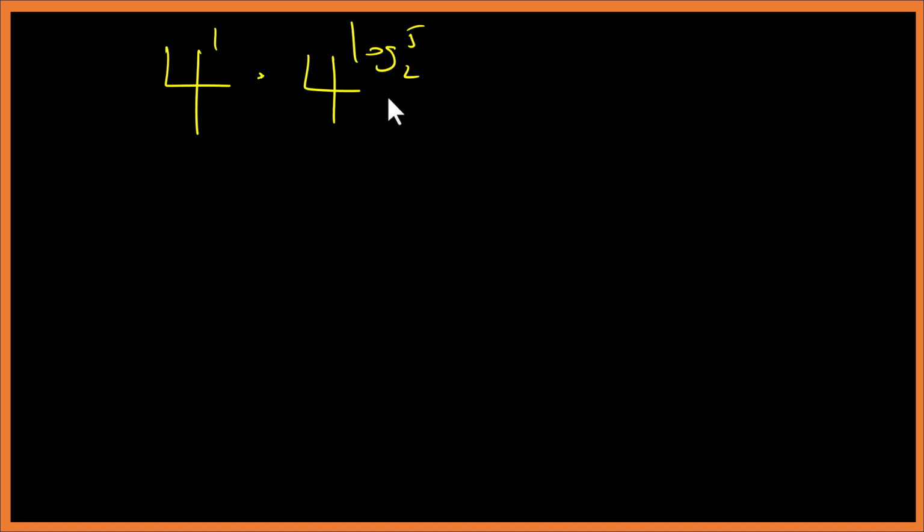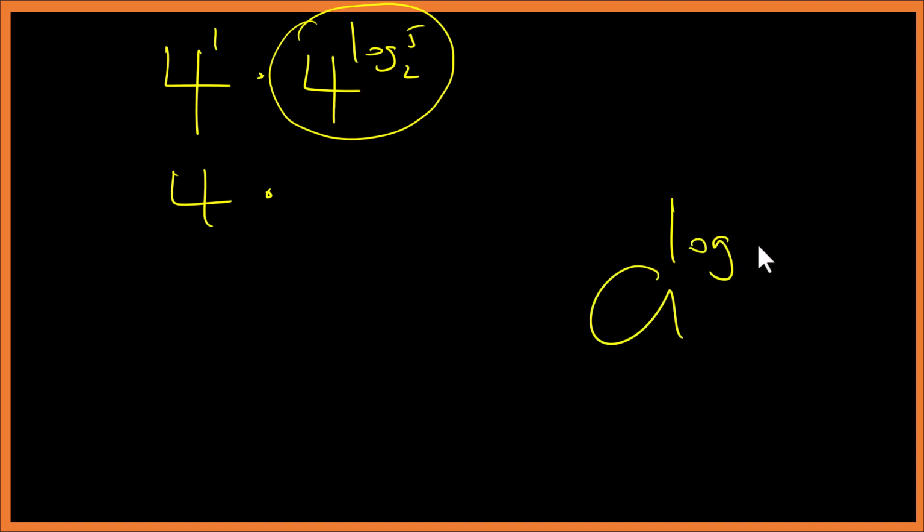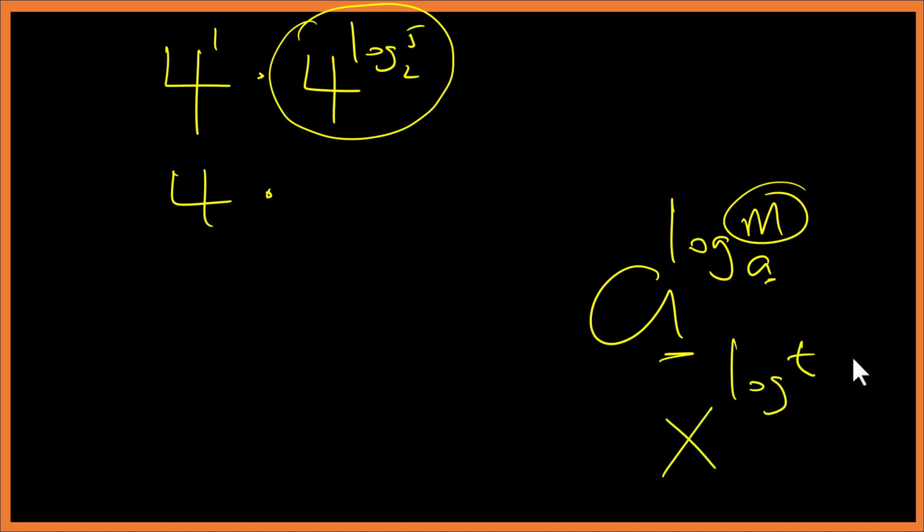Alright, now let's observe this one. We know this side is 4 times that. Now when we're given a raised to log m to base a, the answer is m. Similarly, x raised to log t to base x is t. So let's change this. Since we have 2 here, let's change 4. So 4 is the same as 2 to the power 2, times log 5 to base 2.